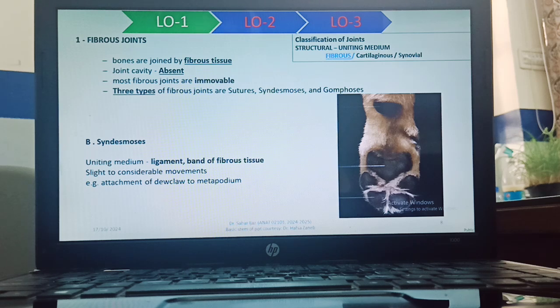Slight to considerable movements are possible, like the dew claw, the first digit, the middle one. This is attached to the metacarpals with the help of such a ligament. This is an example of syndesmosis.